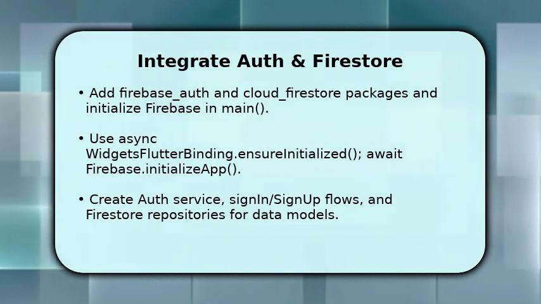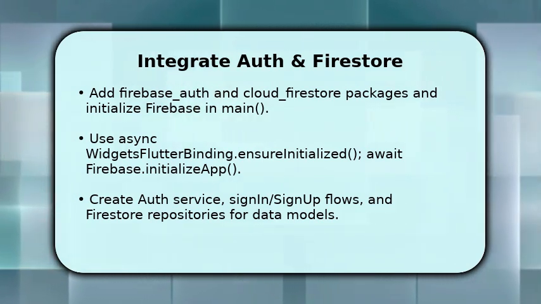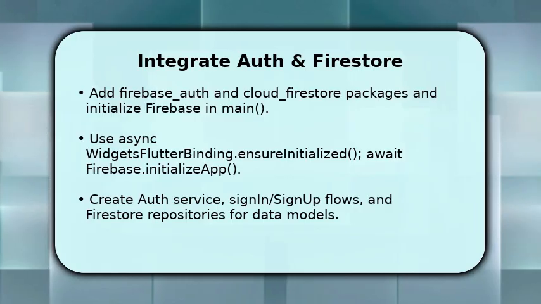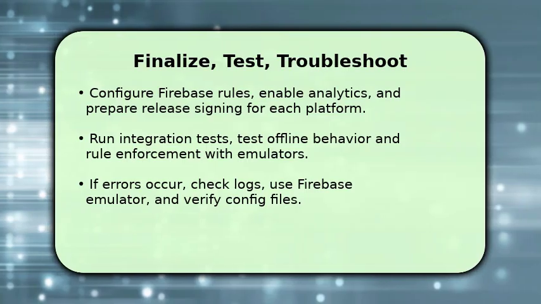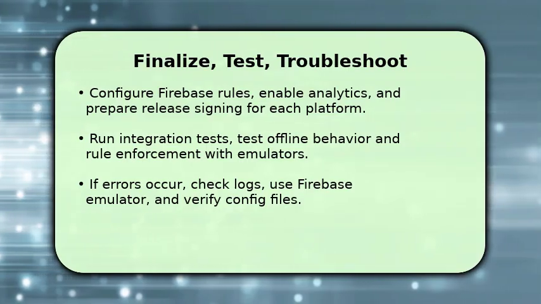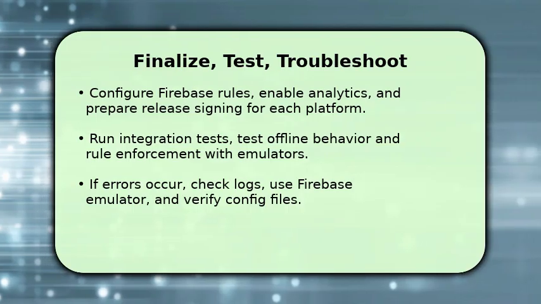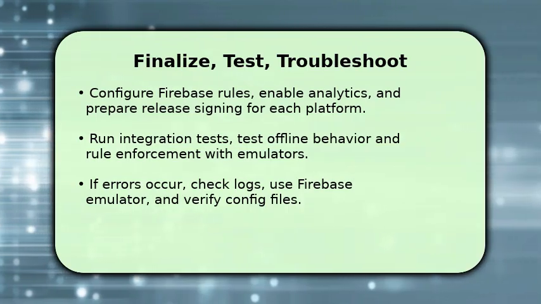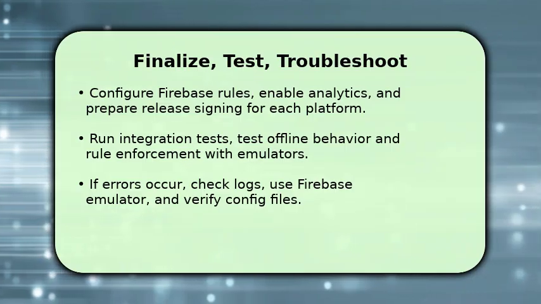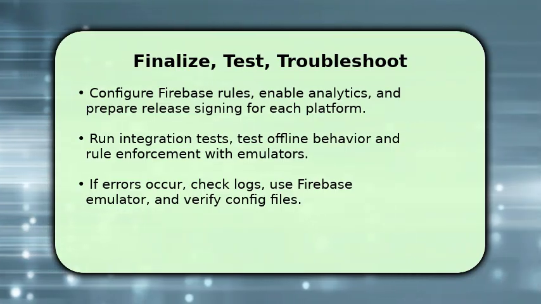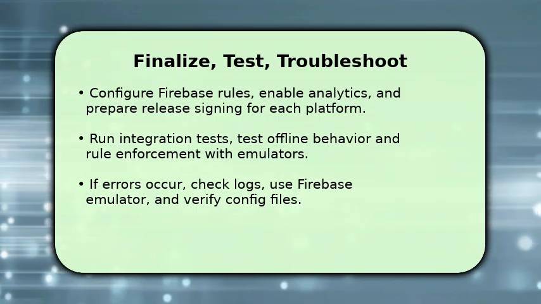moving on. You finish by tightening security and preparing to ship, update Firestore and storage rules, enable analytics if needed, and configure platform signing and manifest entries. Once done, run integration and emulator tests to validate offline handling, auth persistence, and rule enforcement. For release builds, ensure you've replaced debug config with production configs.